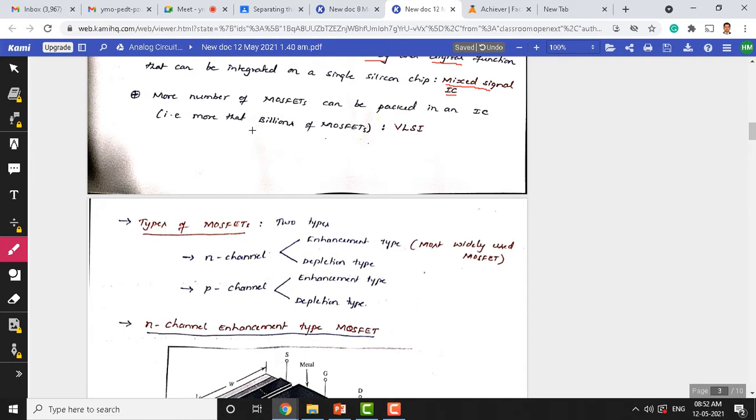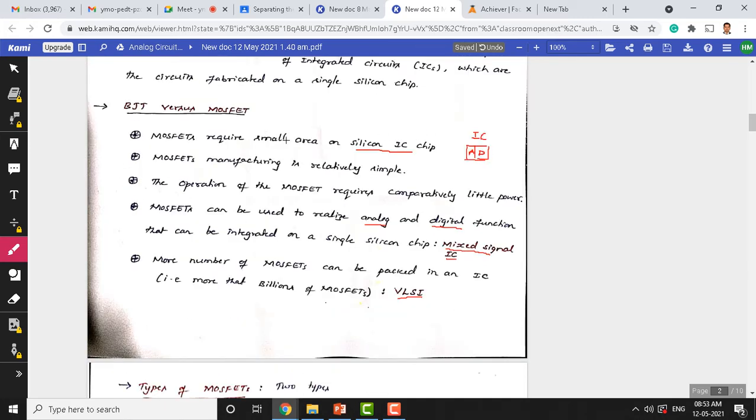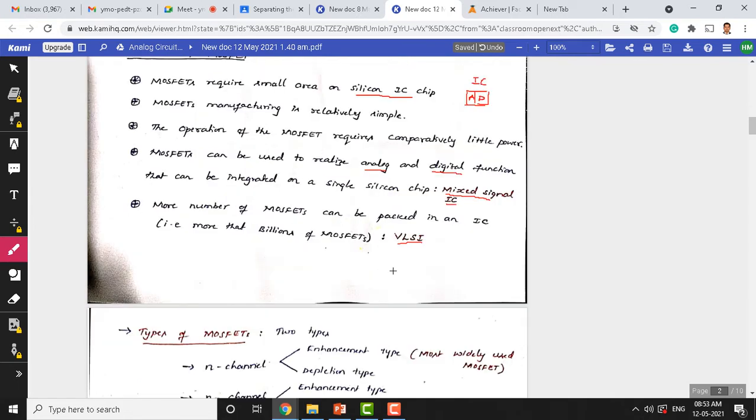Now let us look into the other advantages of MOSFETs. More MOSFETs can be packed in an IC, typically billions of MOSFETs. Such a chip is called a VLSI chip, very large scale integration chip. Since the area occupied is very small, more MOSFETs can be packed in a single silicon chip. Nowadays we call this by an alternate name, gigascale integration, GSI. So other equivalent names exist in the literature also.